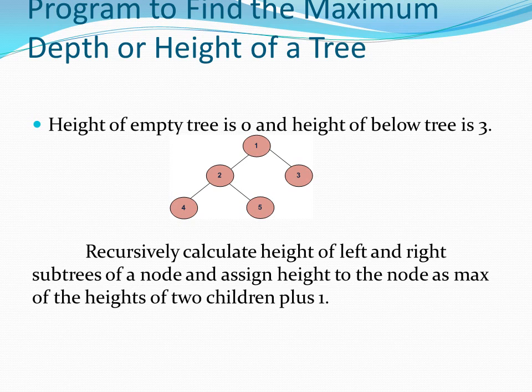root node. Then here for 1, the height of the left subtree is 2. Height of the right subtree is 1. Maximum is 2. Now add 2 plus 1, 3. So the height of node 1 is 3. This is the height of a tree. The height of the root node is the height of the tree.